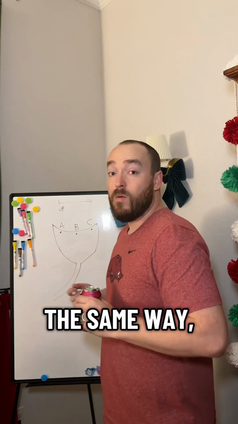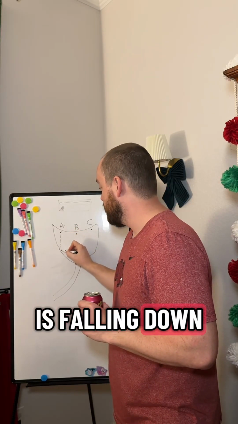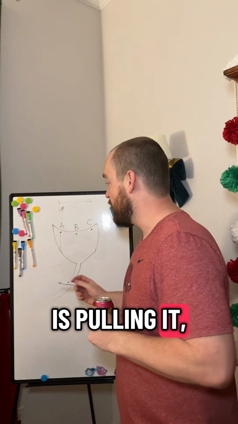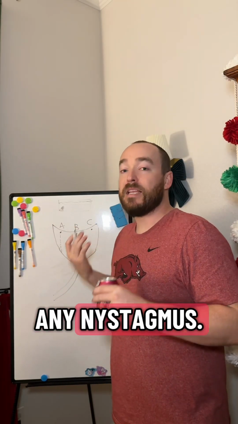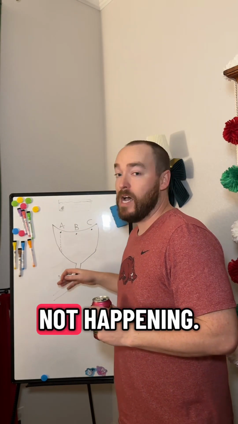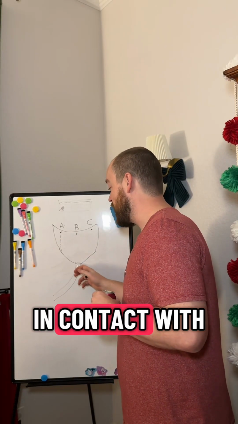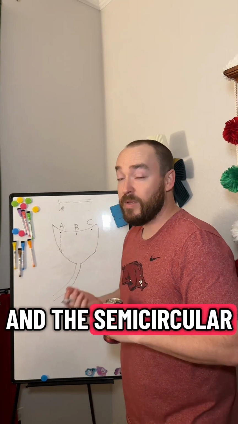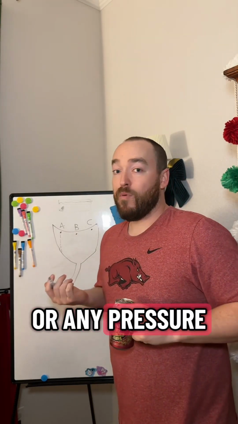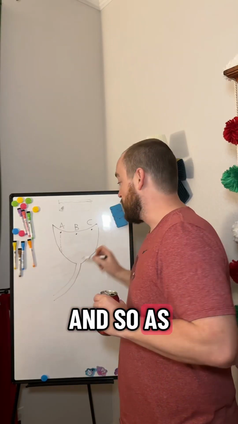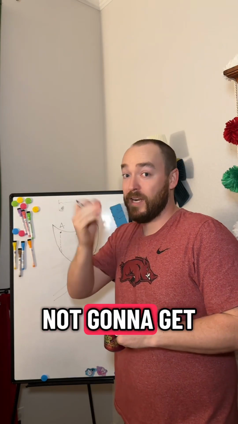And so in the same way, what they suggested was, when the otoconia is falling down toward where gravity is pulling it, when it's in this large ampullated ending, you're not getting any nystagmus because deflection of the cupula is not happening. Another thing they talked about is that anytime otoconia is in contact with the walls of the ampulla and the semicircular canals, you're not getting much or any pressure that's deflecting the cupula. And so as long as otoconia are in contact with the walls, you're not going to get deflection of the cupula, and thus you're not going to get any nystagmus.